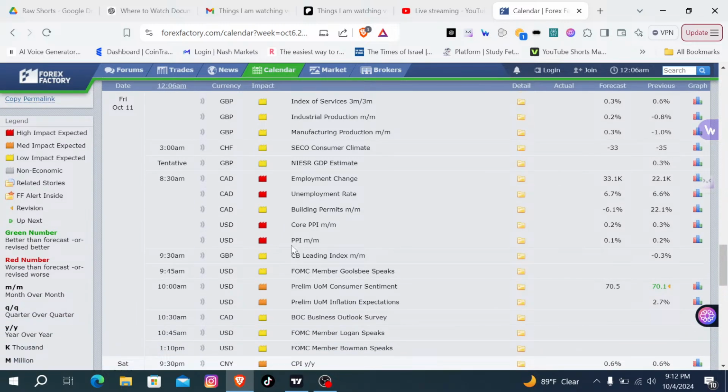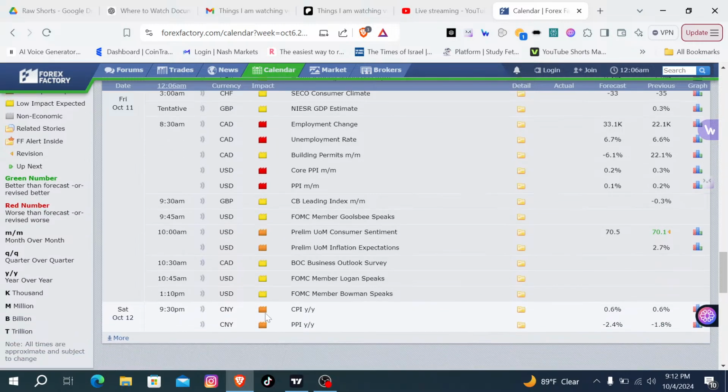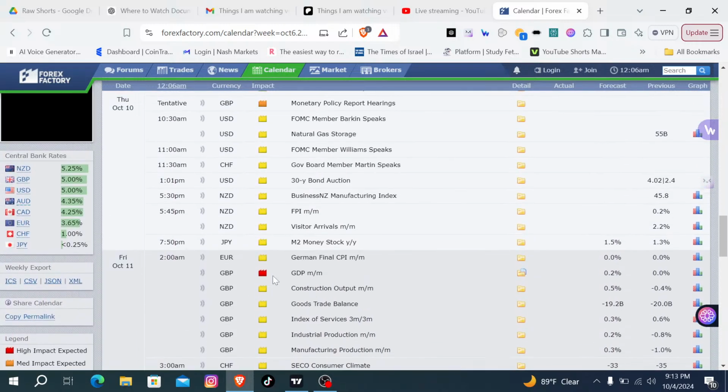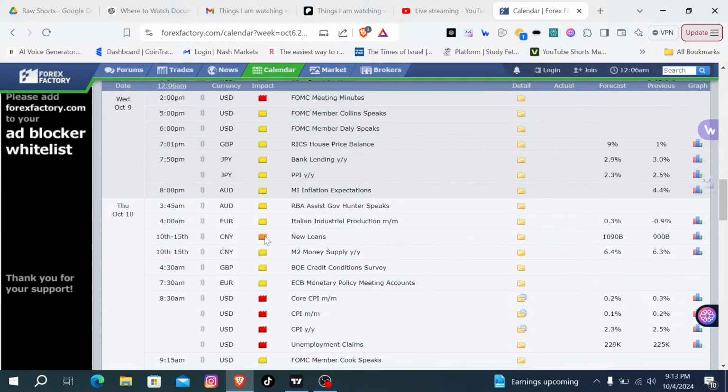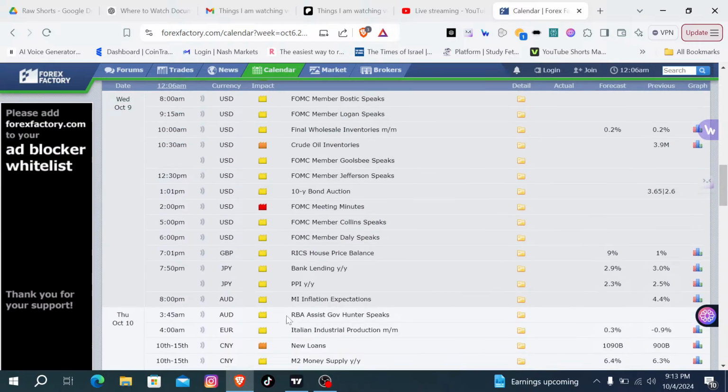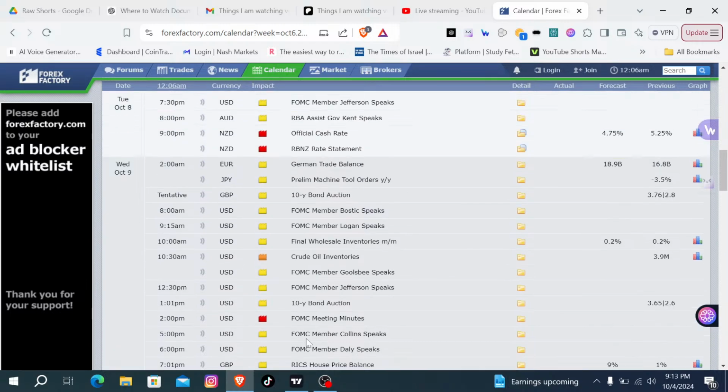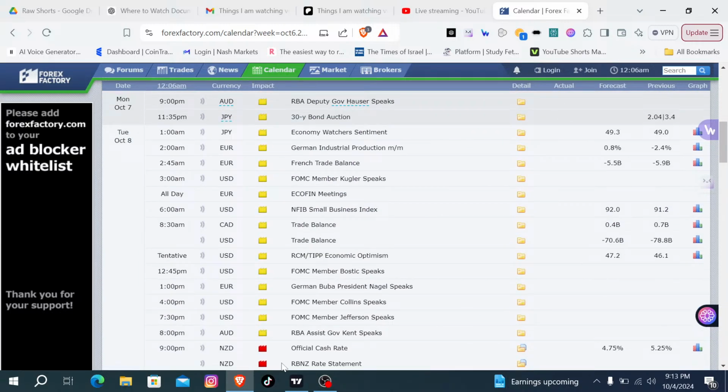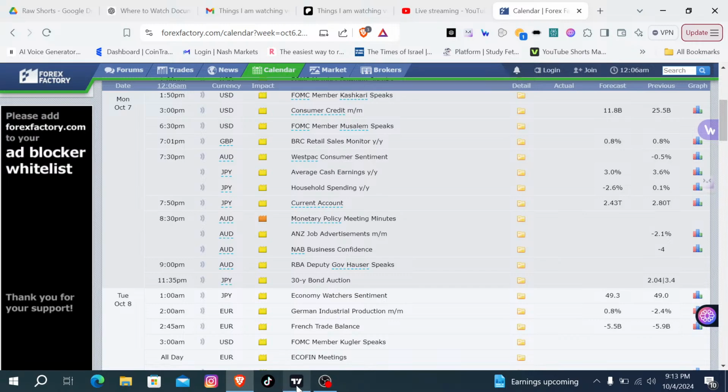Core PPI, and we also got consumer sentiment, inflation expectations. That's gonna be in the morning. So pretty much next week is gonna be Wednesday, Thursday, and Friday. Typical playbook. Especially midweek being FOMC. Very interesting. All right, so back to the candles.